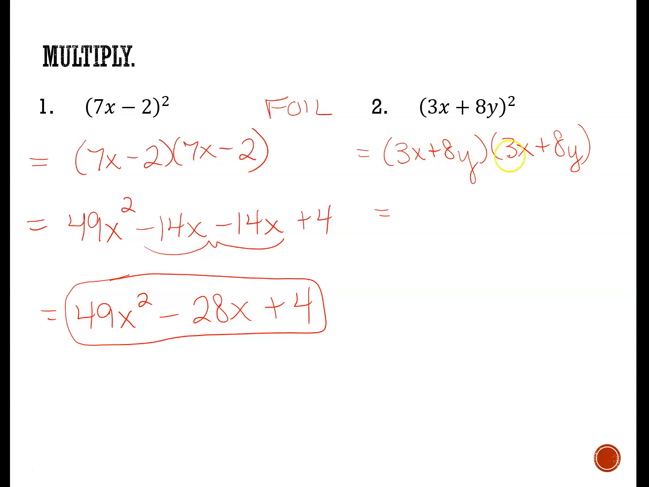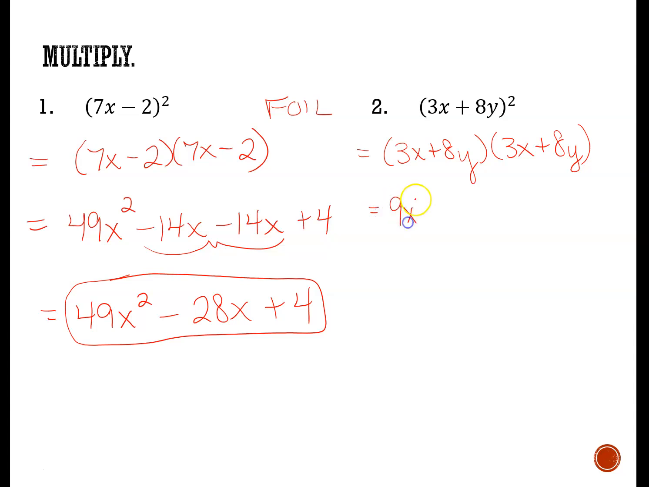So the first thing you do, write it out twice. And next, FOIL. First, 3x times 3x, 9x squared. Outside, 3x times 8y, both positive, everything's positive in this problem, is going to be a 24xy. Remember, variables alphabetical. Inside is also a 24xy. And last, should have written a little bit smaller here. Let me just go ahead and make that where we can fit it better.